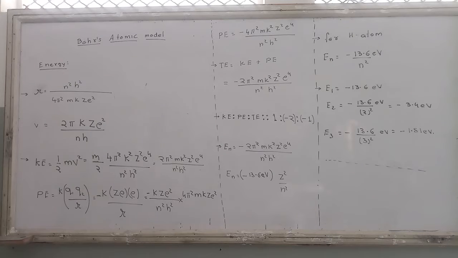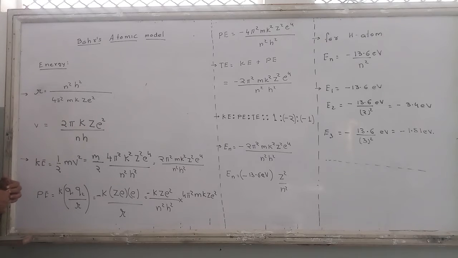Okay, after calculating the radius and the speed of electron in Bohr's atomic model, the last part is to calculate energy. And in this topic, we are going to take the ready-made results of the previous two derivations. What is the radius of Bohr's orbit? n square h square by 4 pi square m k z e square. And for speed, the equation is 2 pi k z e square upon nh.